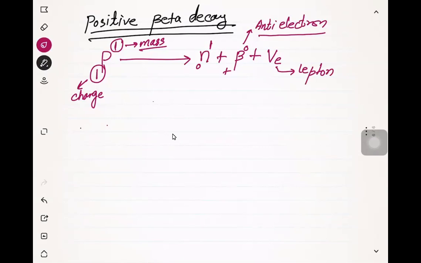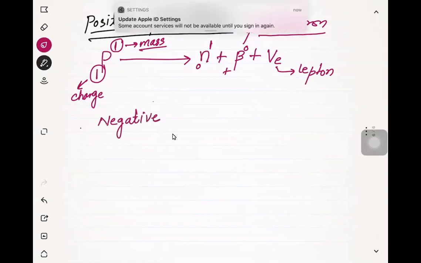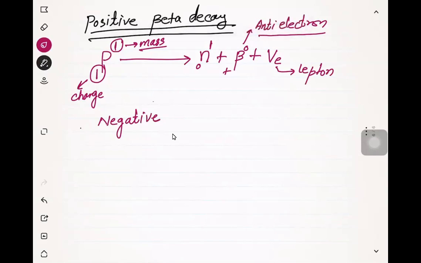If you want to memorize positive beta decay, you memorize that positive starts with P and proton also starts with P. Then we have negative beta decay. Negative starts with N, and it's a coincidence that the reaction will also start with N. So to memorize it, you should remember the positive and negative. Positive starts with P, negative starts with N. So negative beta decay.